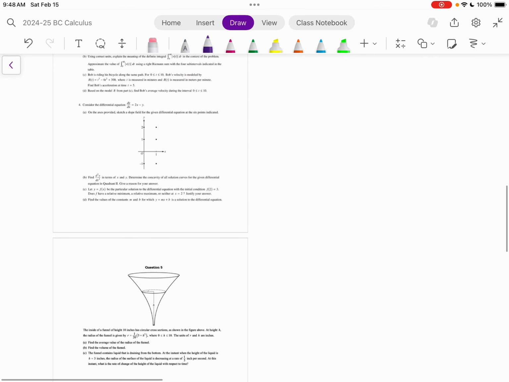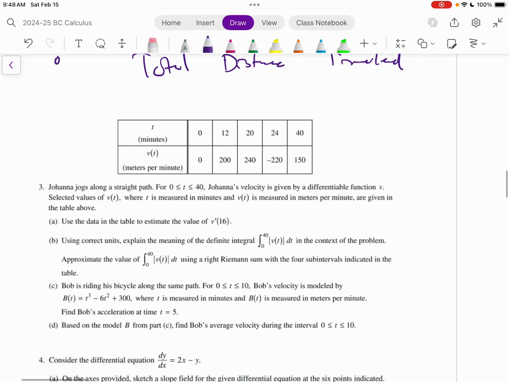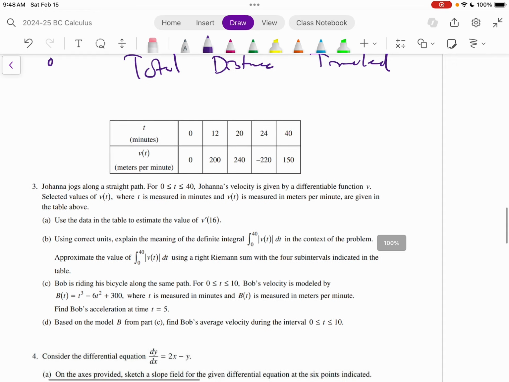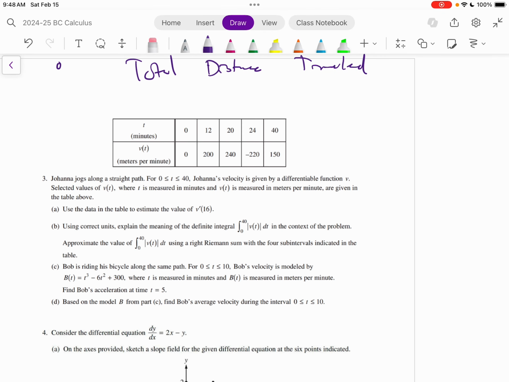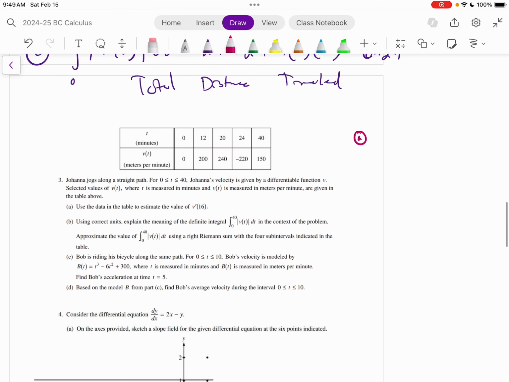Okay. Good. All right. These next 3 guys are all past AP problems. The scoring rubrics are Googleable if you want, right? If you just search Joanna jogs along a straight path, I'm pretty sure that you're going to get that right away. I'll still talk through them because I wasn't there, but you can see sort of what the College Board would prioritize if you're so interested. Okay, so use the data in the table to estimate the value of v prime of 16. Well, I hope I get all these right. It's going to be kind of sad if I don't. Please email me if you find that I got some of these wrong for these next 3, where you guys can definitely check the answers.